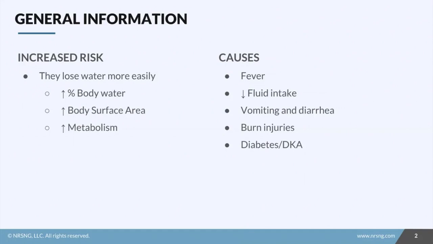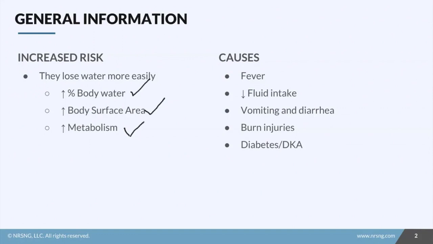So first thing is that our kids have an increased percent of body water compared to adults, as well as an increased body surface area. And this just means that they are going to be losing fluids more easily through their skin. They also have an increased metabolic rate. So fluids and electrolytes, all those things are turning over and being used a lot more quickly.